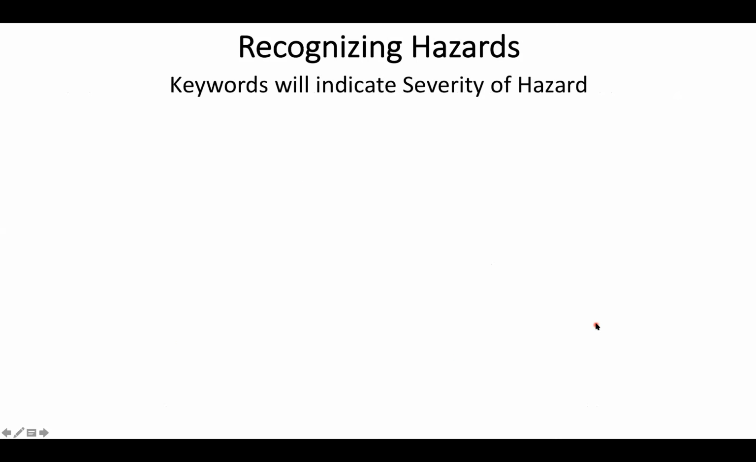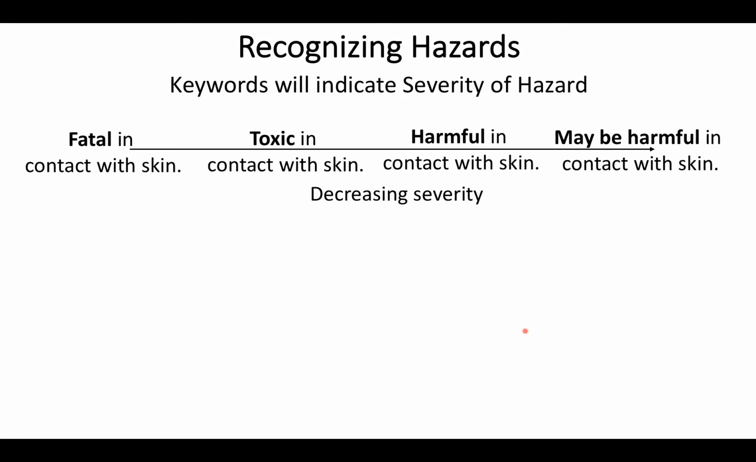And again, it is worth noting that there may be several keywords that go along with these symbols that may indicate the severity of the hazard. So for example, we'll watch out for fatal, which is going to be the most severe, followed by toxic, then harmful, then may be harmful. So again, watch out, because our symbols often come with keywords, and our keywords may come with modifiers.